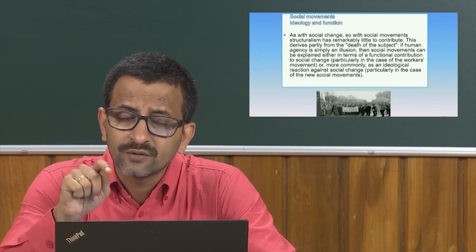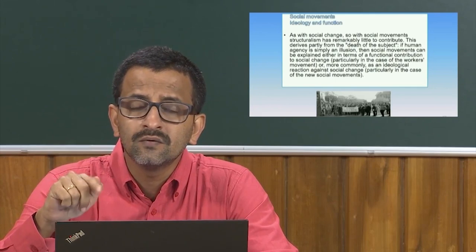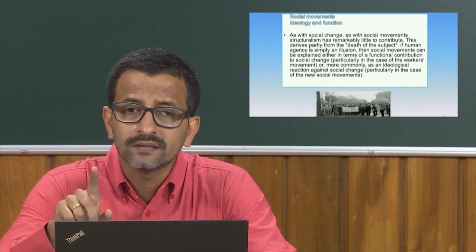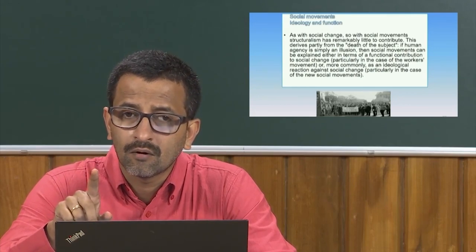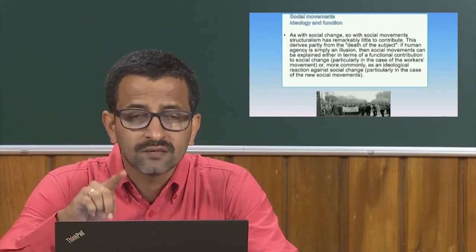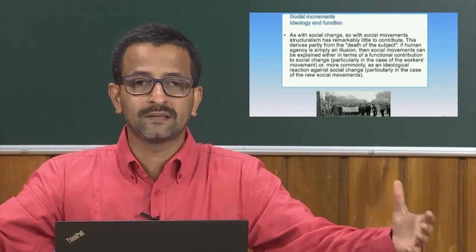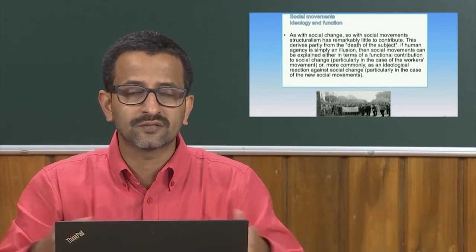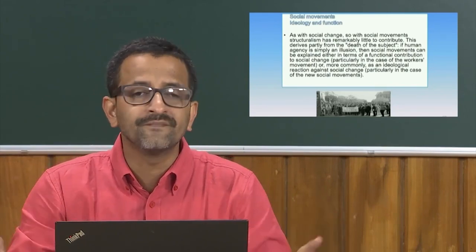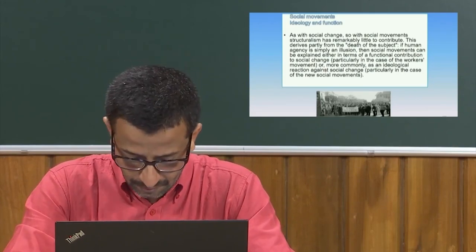The main distinction between workers' movements and new social movements is that workers' movements only look at classes on the basis of which workers' movements can take place. And new social movements try to include many more categories, namely race, caste, gender, environment, agriculture, peasantry and so on.